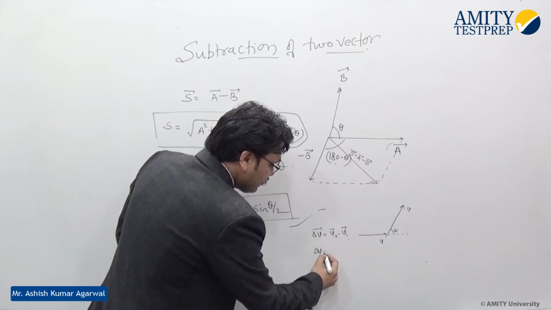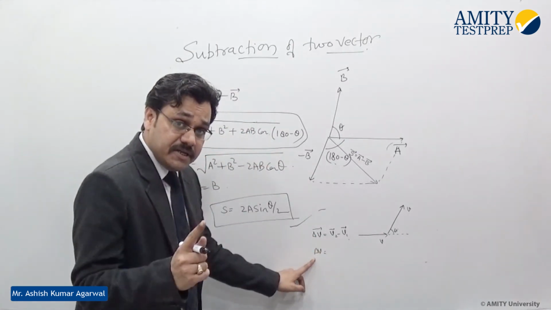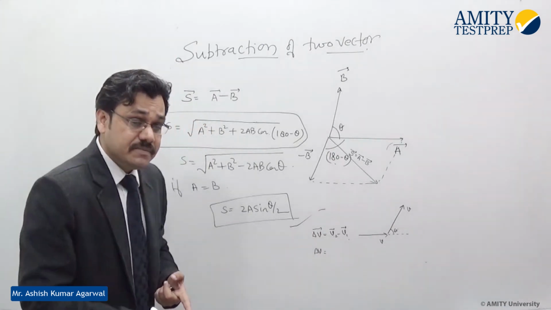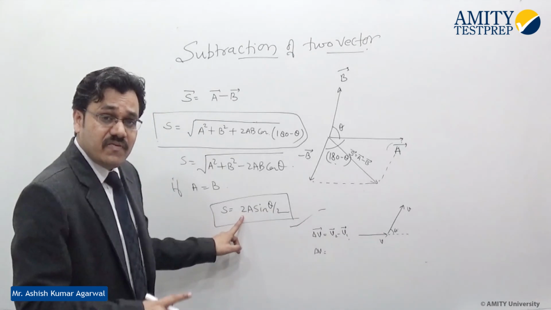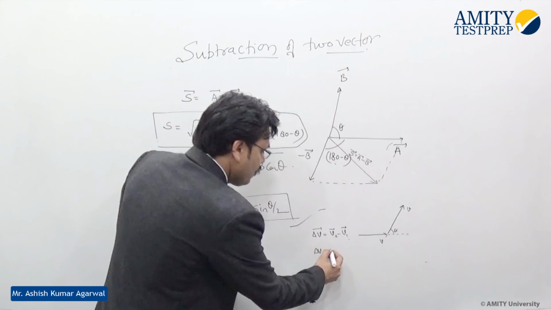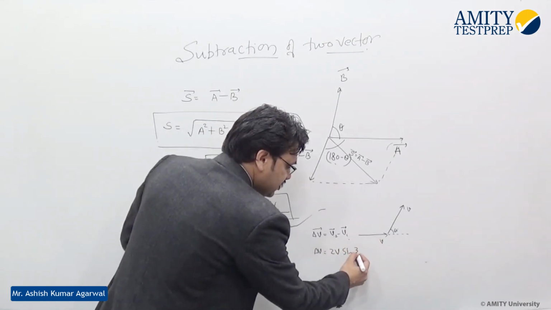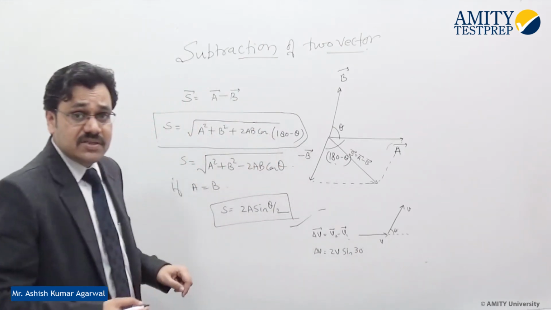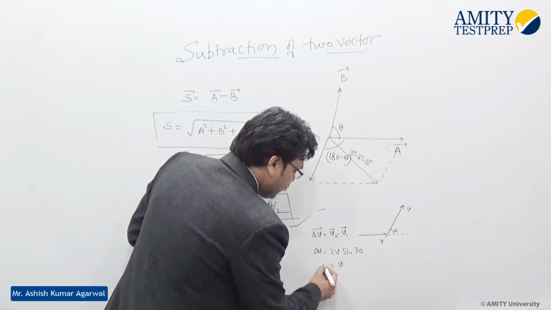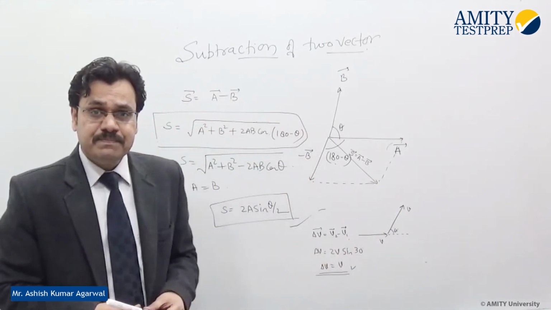What is the magnitude of change in velocity? As the magnitude of the two quantities is not changing, I can use this formula, 2 into V into sin theta by 2, which is 60 by 2, that is 30. And the value of sin 30 is half. If you solve this, you can say the change in velocity will be equal to the magnitude of V.